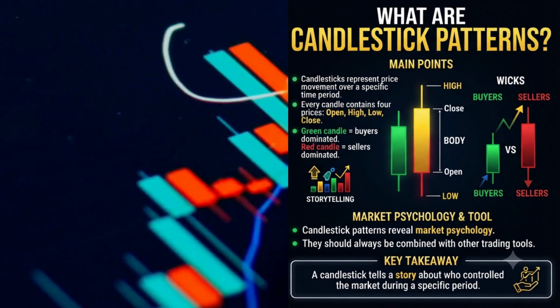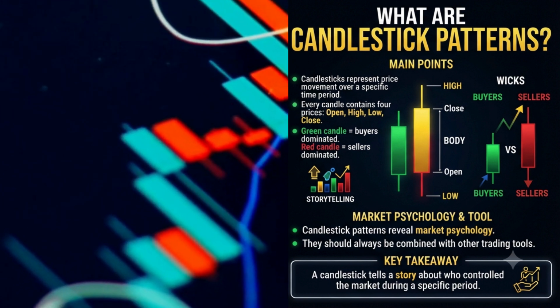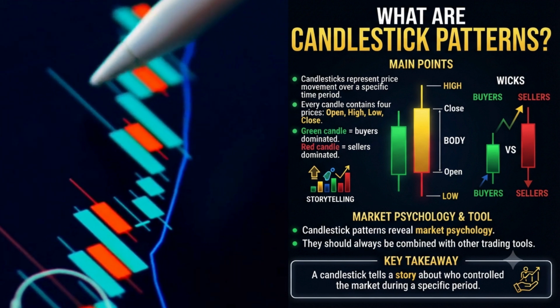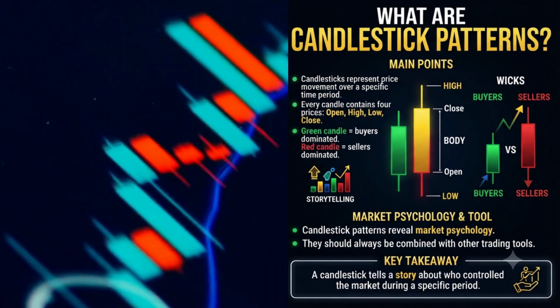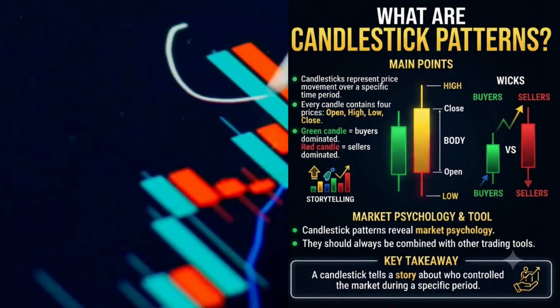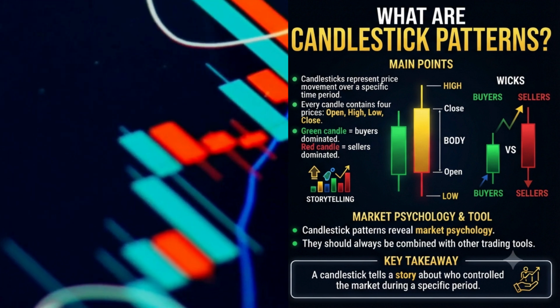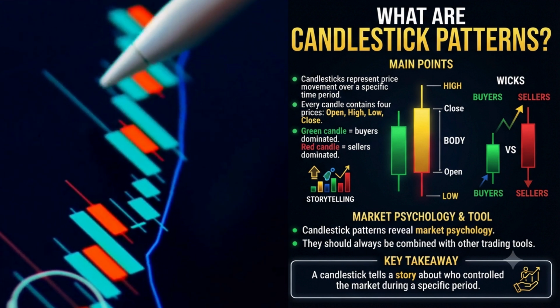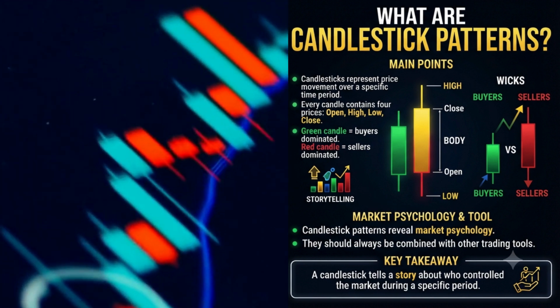A green or bullish candle means buyers were stronger during that period because the closing price was higher than the opening price. A red or bearish candle means sellers dominated because the closing price ended lower than the opening price. One candle alone doesn't tell the whole story. The real power comes from recognizing patterns that form over 1, 2, or 3 candles. These patterns reveal market psychology and can help traders anticipate what might happen next.